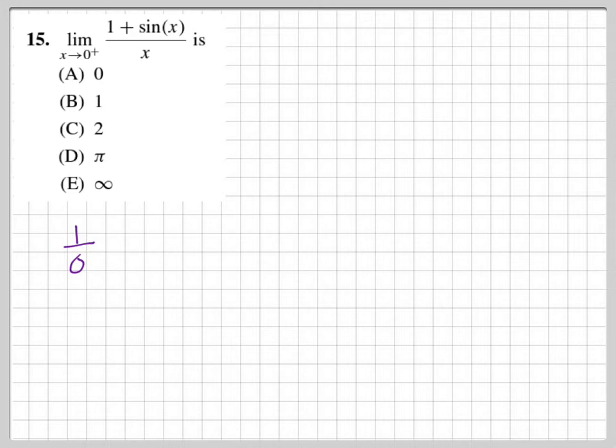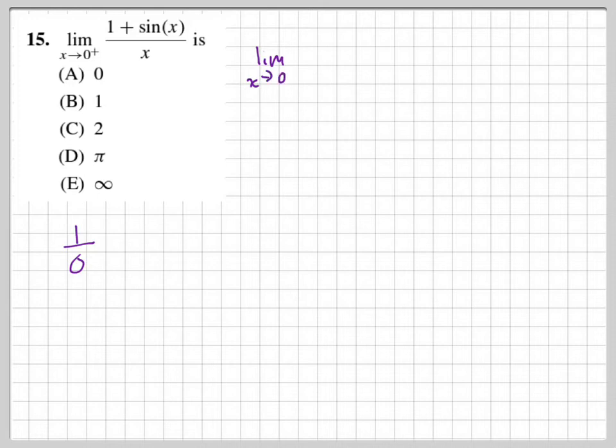Now, one trick we can do is split this fraction up, because I see something right here. I see a sine x over x, and there is something way back in chapter 2 that we learned, and that is whenever you're approaching 0 with sine x over x, that equals 1. So let's go forth and see what happens.